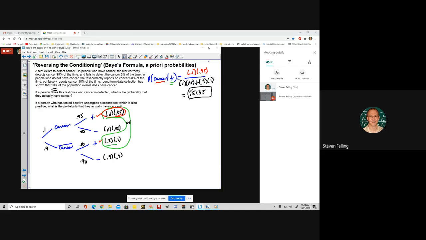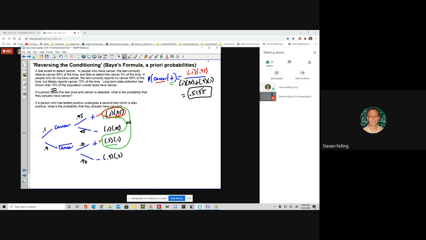So if you compute that out, that turns out to be, shockingly, 51.35%. So given this test, which 95% of the time correctly detects the cancer and only has a 10% false positive rate, if you test positive, there's actually only a 51% chance that you have this cancer. It's crazy, right? Usually people are shocked by this result, that this is so low.